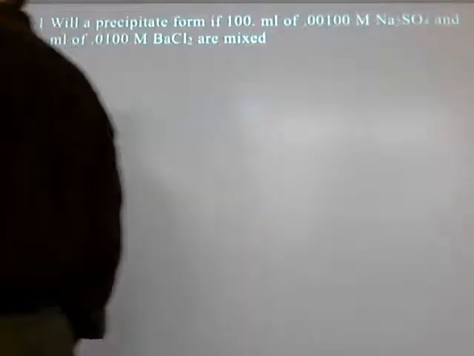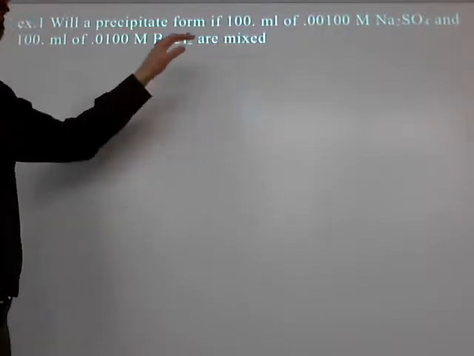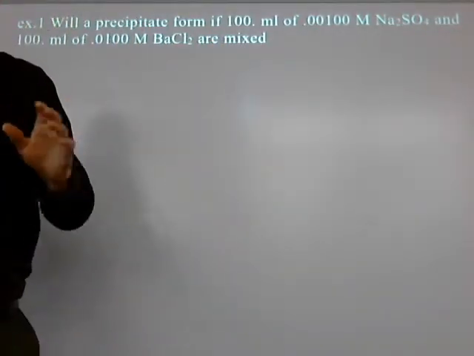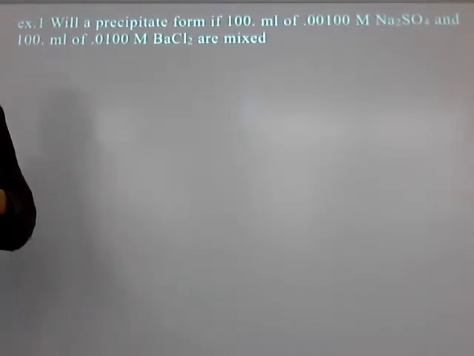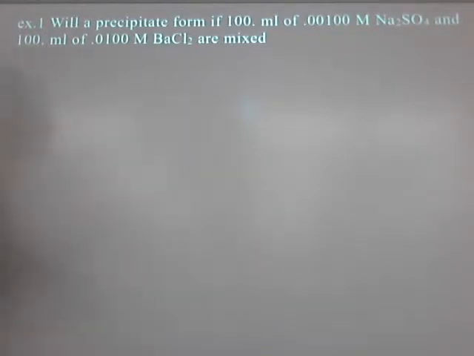All right, so I'm asking if a precipitate is going to form. If I take 100 milliliters of 0.001 molar Na2SO4, sodium sulfate, and add it to 100 milliliters of barium chloride, that's 0.01 molar. Now, if you were to just write out the equation for sodium sulfate plus barium chloride yields barium sulfate plus sodium chloride, you would predict that a precipitate forms. But the question is, is the concentration strong enough to see that precipitate? Will it form? Or is the concentration not high enough to actually show that?